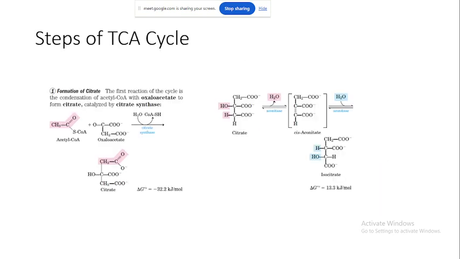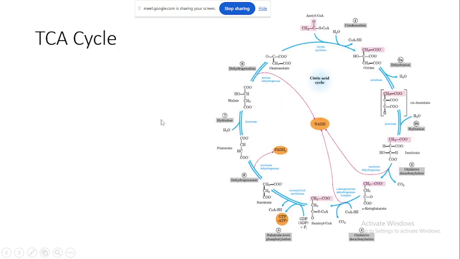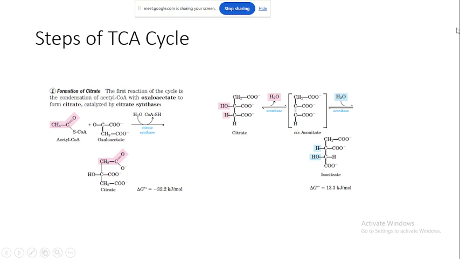So after that we will individually discuss the steps of the TCA cycle. First, as we know, oxaloacetate will combine with acetyl-CoA to make citrate. So here acetyl-CoA will interact with oxaloacetate. This reaction is catalyzed by citrate synthase, where the coenzyme A will be removed. So it will combine and make a citrate molecule. That delta G is very highly negative, so it is an irreversible reaction.